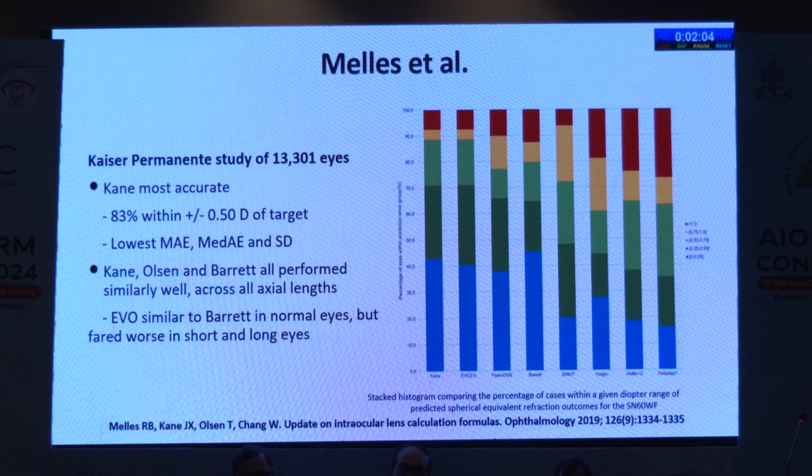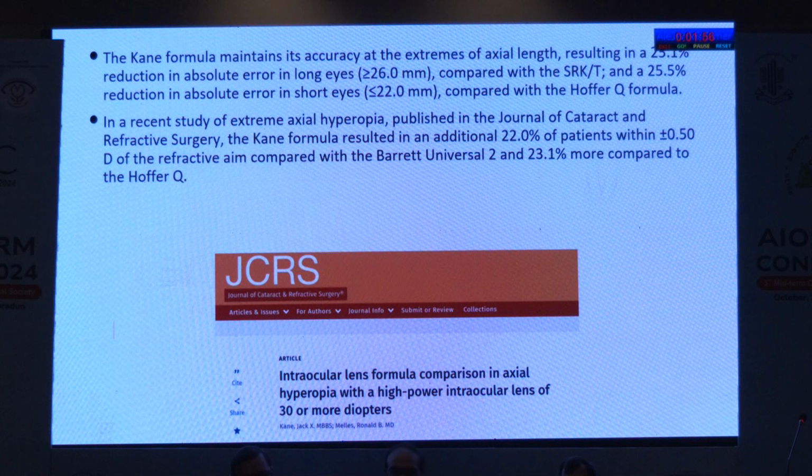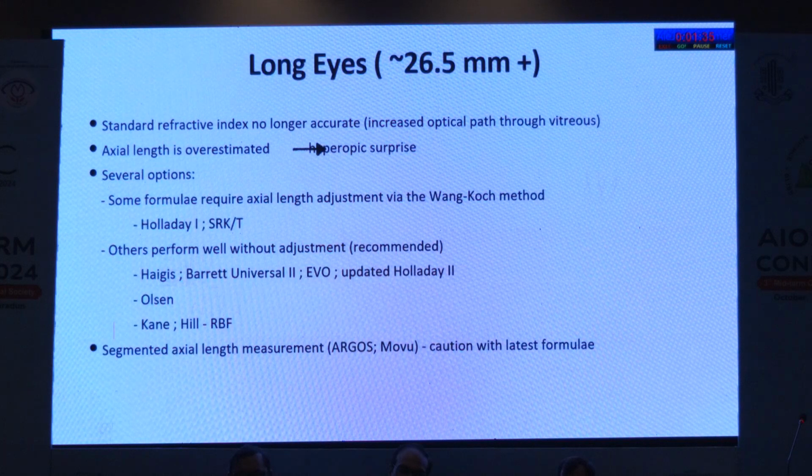across all lens lengths. That is the main advantage of the Kane formula, that it performs really well in long as well as in short eyes, especially in the short eyes, because the study published in JCRS showed that in patients with IOL power of 30 diopters or more, the Kane formula performed much better than Barrett's 2. And as we always said, Hofer Q should be used for the shorter eyes, that is not the case. Hofer Q is one of the worst performing formulas. We should use the Kane formula or Barrett's 2.